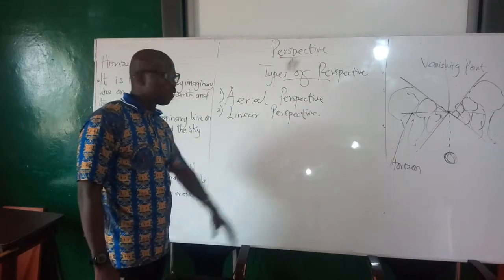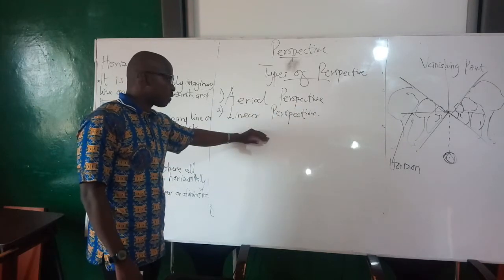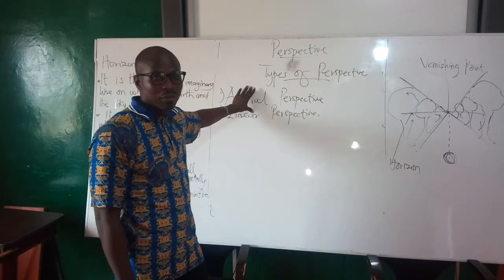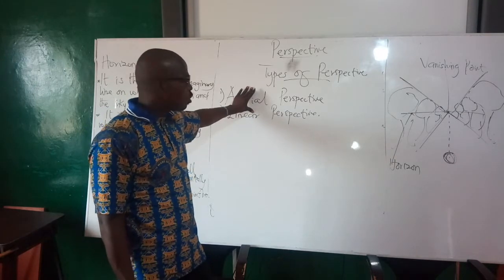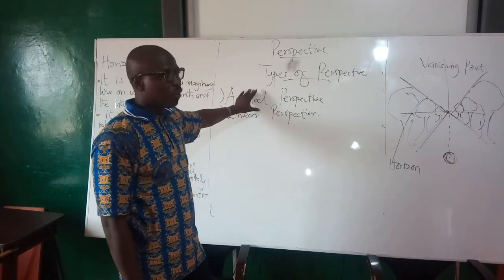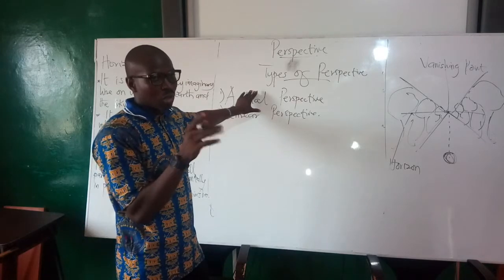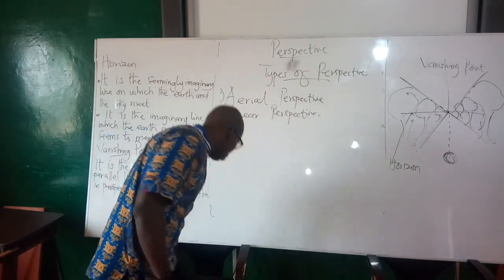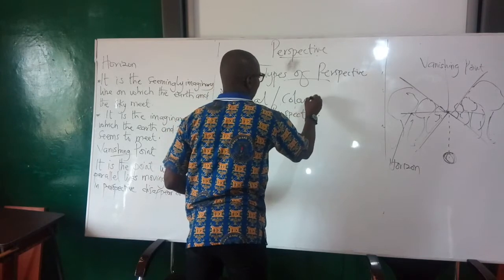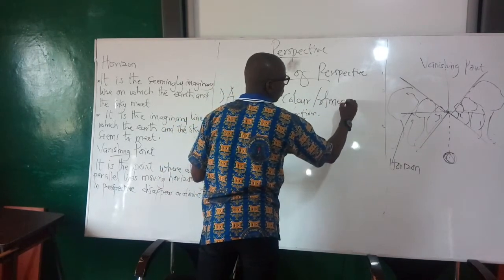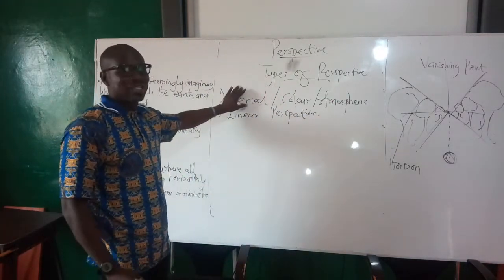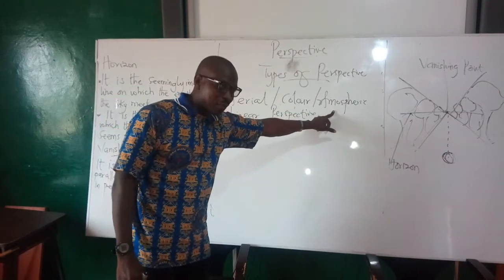There are two types of perspective. We have linear perspective and aerial perspective. Now, aerial perspective can also be called atmospheric perspective or color perspective. So, in some books, they will give you only aerial perspective, and in other books, they will give you color or atmospheric perspective. Don't misinform yourself. They are the same. Aerial perspective is the same as color perspective and it's the same as atmospheric perspective.